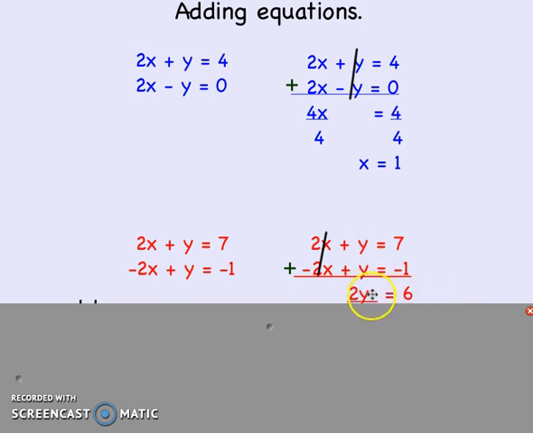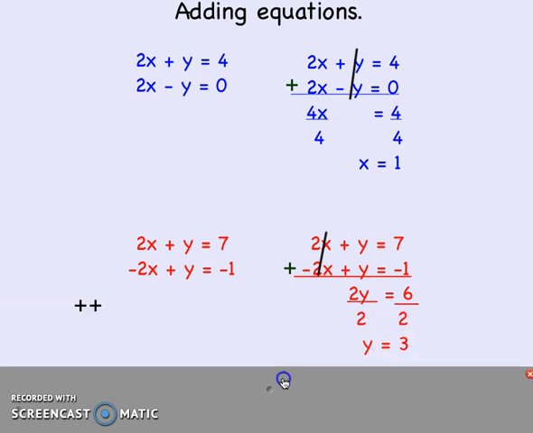Again, I now only have y in my equation, and I can figure out what y is. Divide by 2 on both sides, and I get that y is equal to 3. Now that I'm able to find one of my variables, I can then use this to substitute back into one of my original equations and get the other variable.